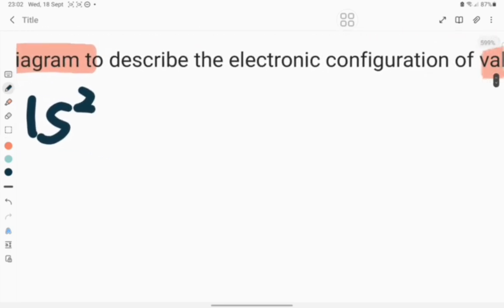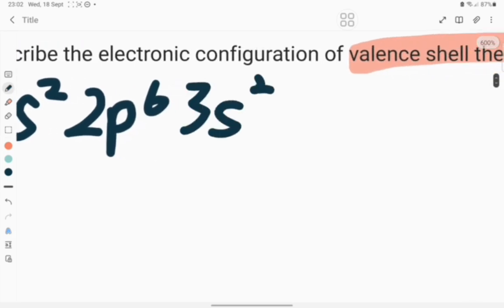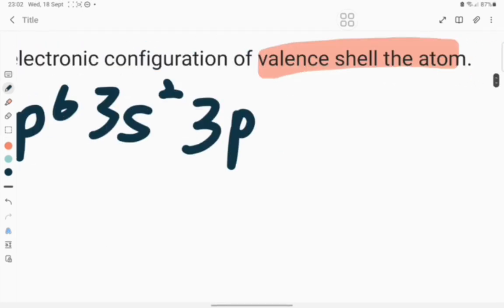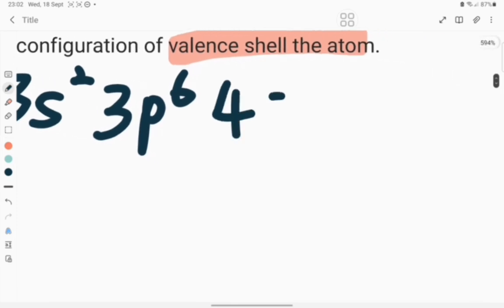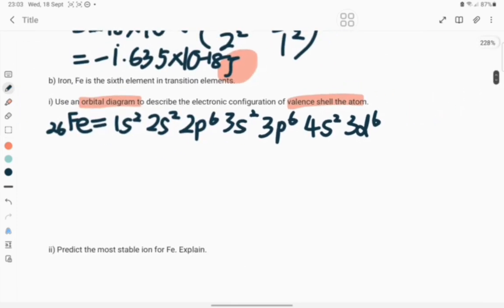1s2, 2s2, 2p6, 3s2, 3p6, 4s2, 3d6. Okay, so this is the electronic configuration for Fe, proton number 26. And for the valence shell, it is actually this one. Okay, 4s2 and 3d6. And the question wants an orbital diagram to describe the electronic configuration of the valence shell.